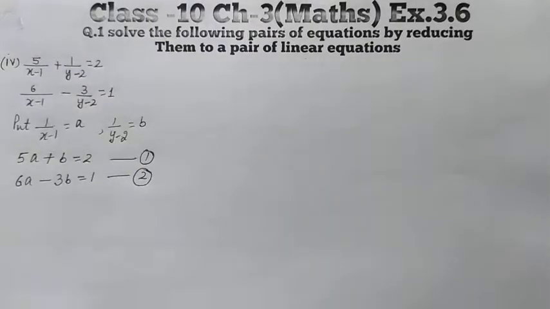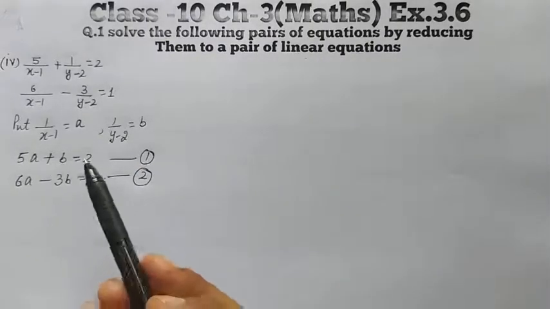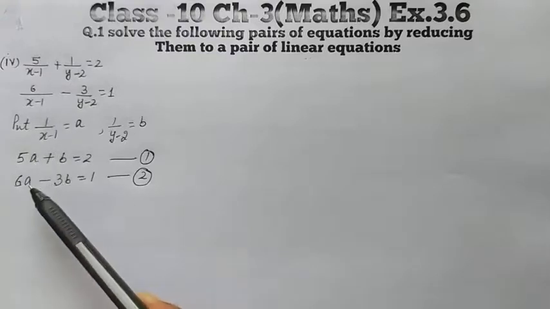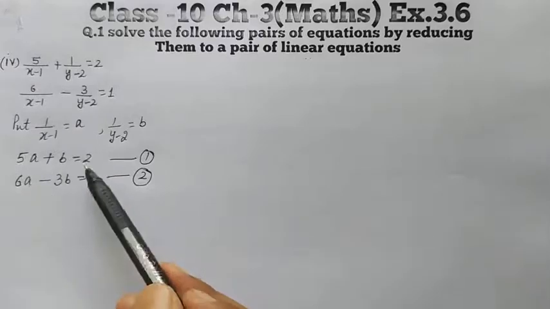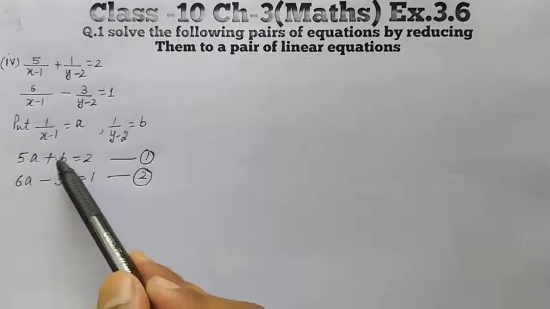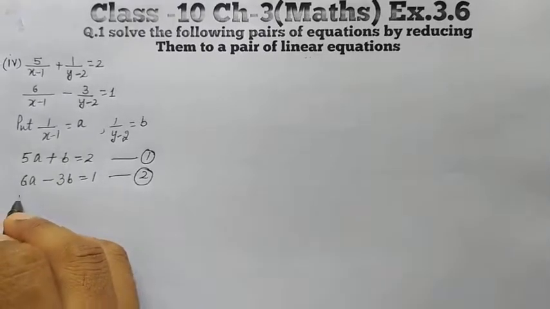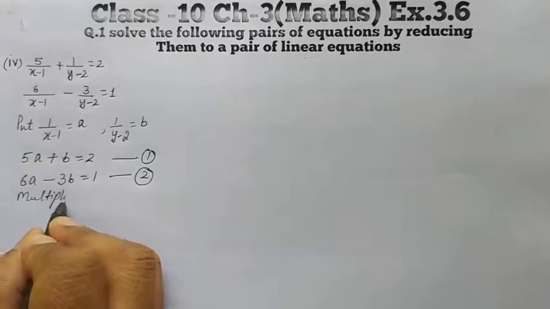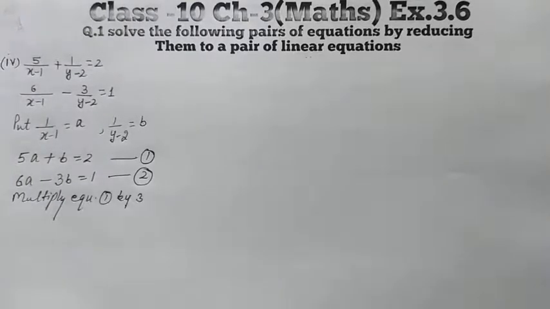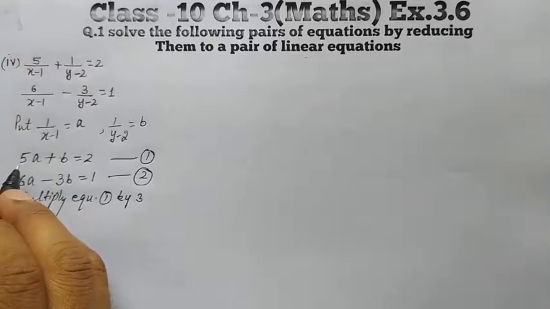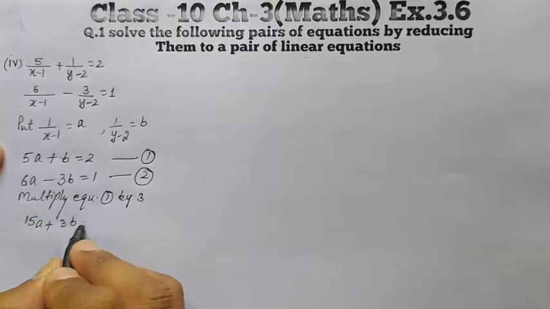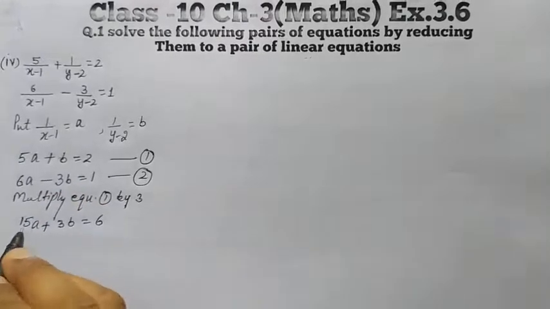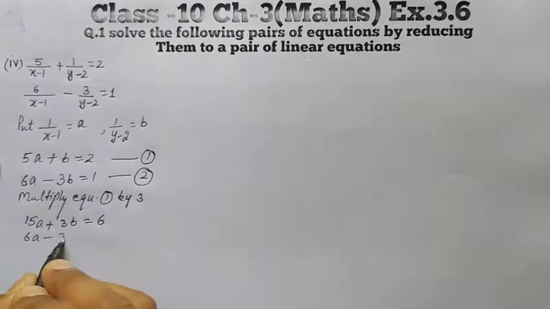Now we'll solve these by the elimination method. In the elimination method, we make the coefficient of either a or b the same in both the equations. If I multiply equation 1 by 3, I get the coefficient of b in both the equations as 3 and 3. So I'll write: multiply equation 1 by 3. So it becomes 5 3s are 15, 15a plus 3b is equal to 2 into 3 is 6. The second equation we'll write as it is.